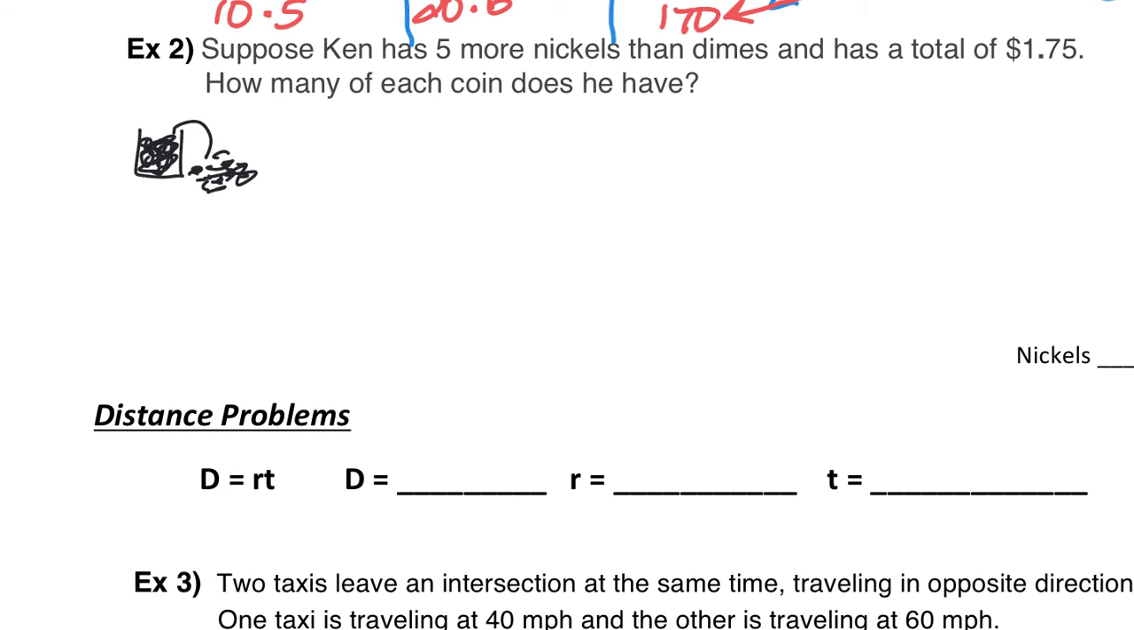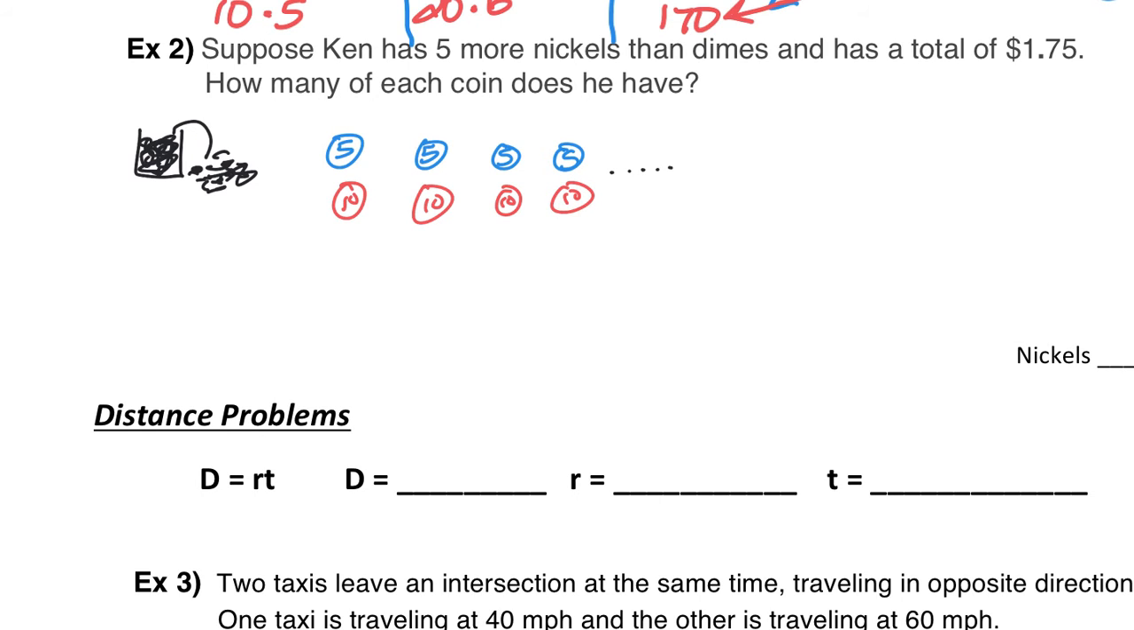We're going to put together a nickel and a dime. Okay? And then we'll put together another nickel and another dime, and another nickel and another dime, and another nickel and another dime. Now, I don't know how many times I'm going to be able to do that.